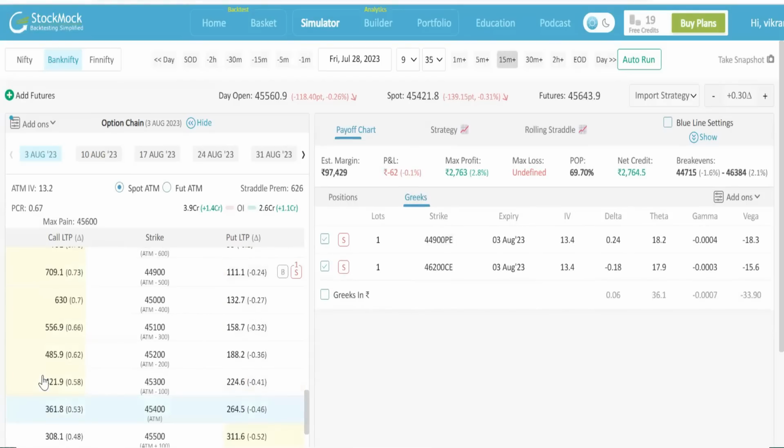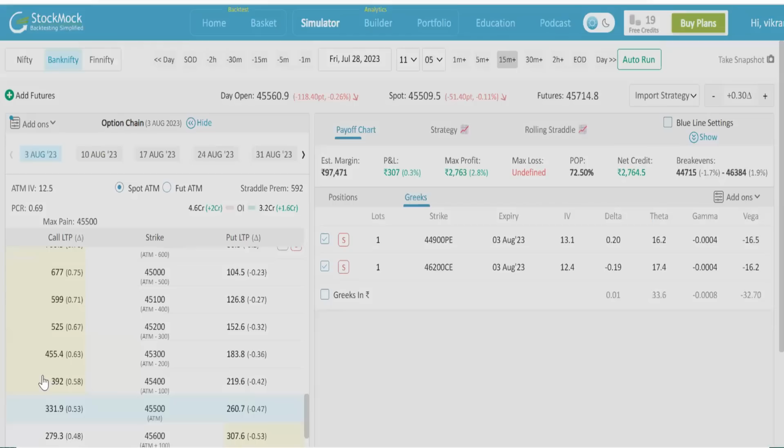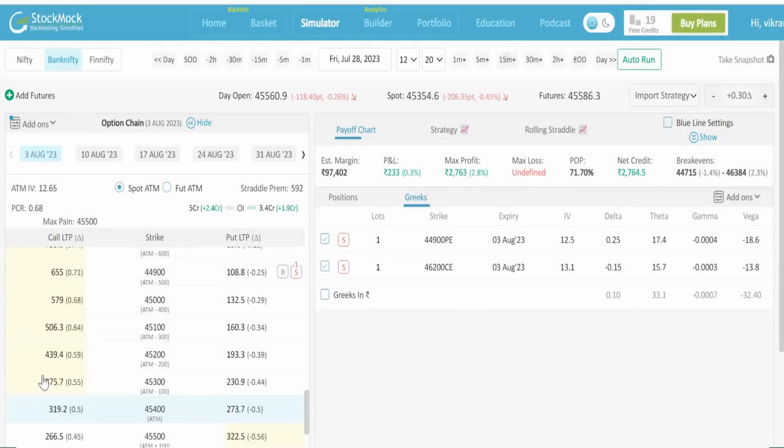You can see that there's nothing much difference in delta. The small loss has converted into a small profit. Nothing much change in delta also. So let us play for every 15 minutes. You can see that delta is not changing much, and profit is going up. So let us again play for every 15 minutes, and it's 12:20.